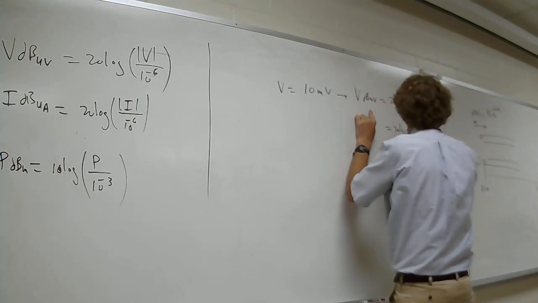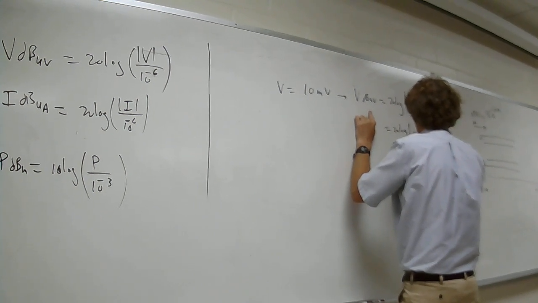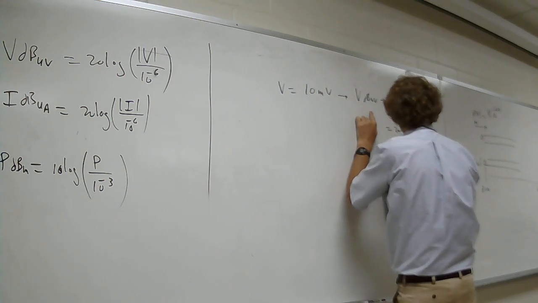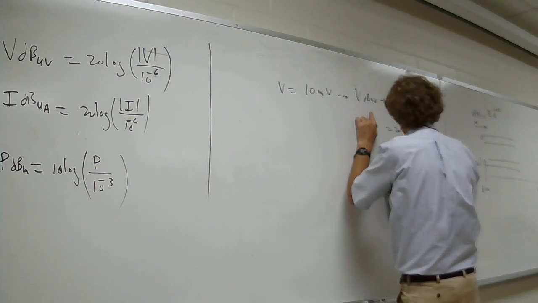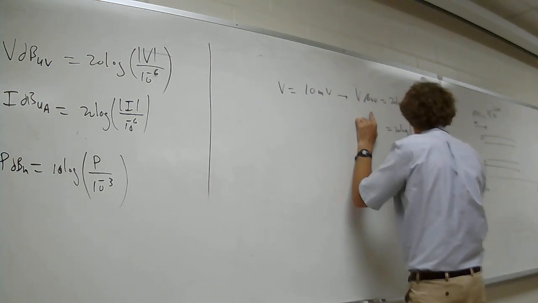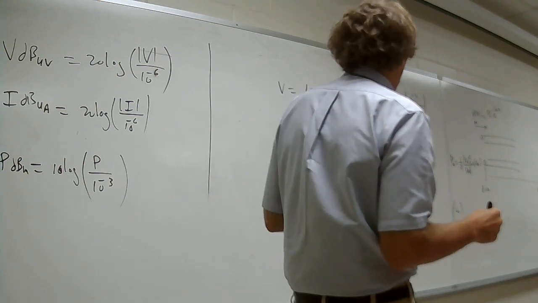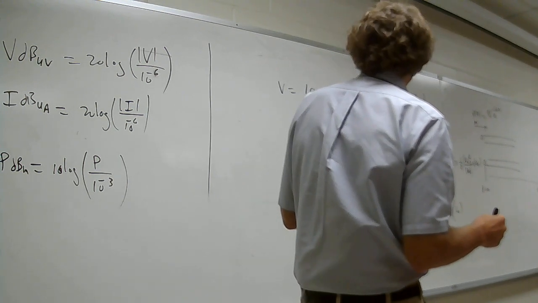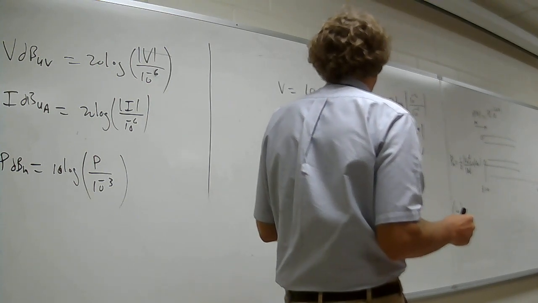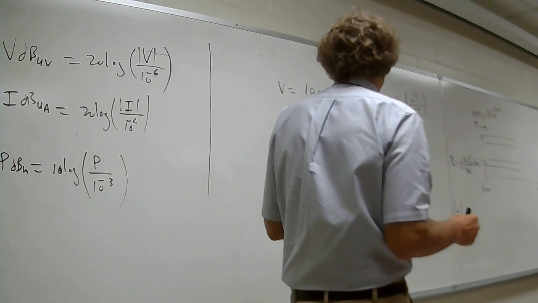So that's 20 times the log of, and this is going to be what? 10 to the 4th, right? So 20 times log of 10 to the 4th is what? 4 times 20 is 80, and this would be dB microvolts. Do y'all follow me on this? Now let's go the other direction and keep going. That's 10 millivolts. What if I have, say, 1 nanovolt?